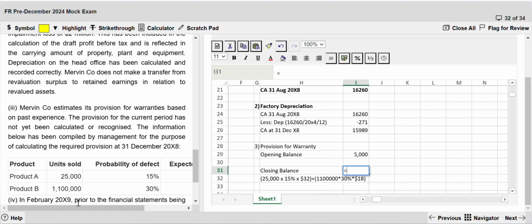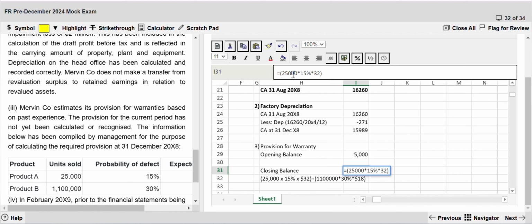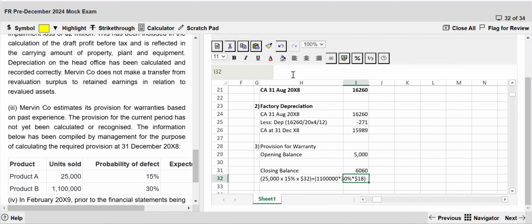So how will you calculate that? 25,000 into 15% into 32 is 120. All our amounts are in thousands, so we'll put it as 25. Plus 1,100 into 30% into 18, my mistake, 18. So total will be 6,060 as the closing balance.